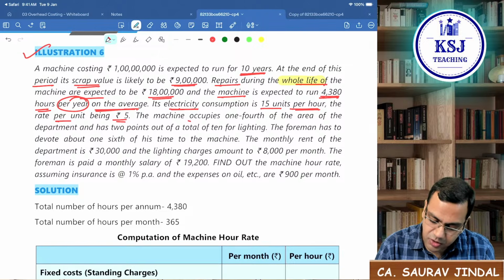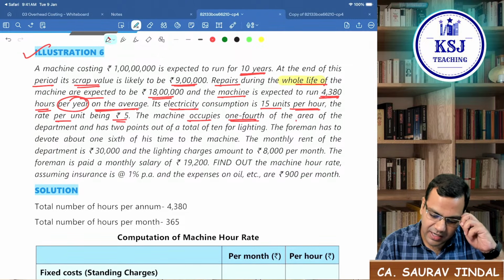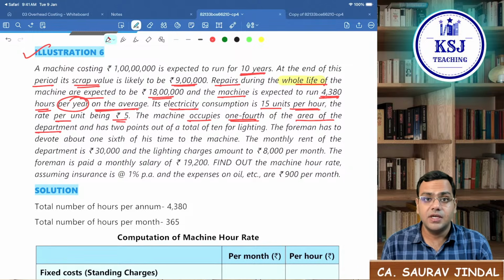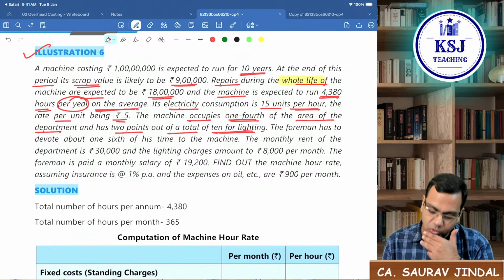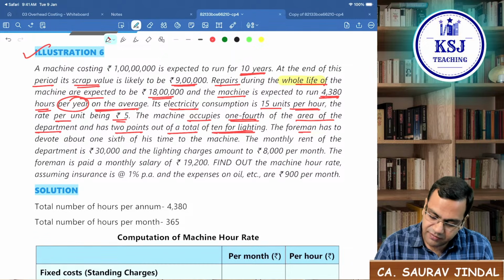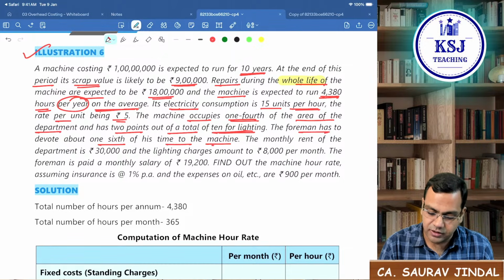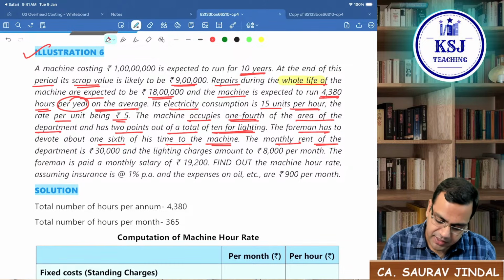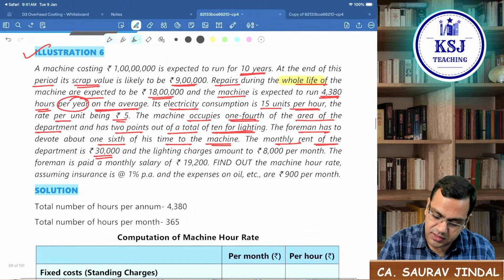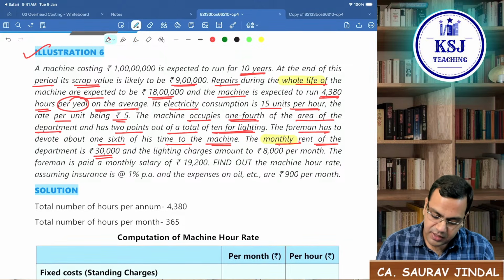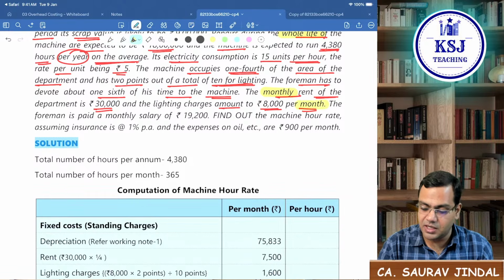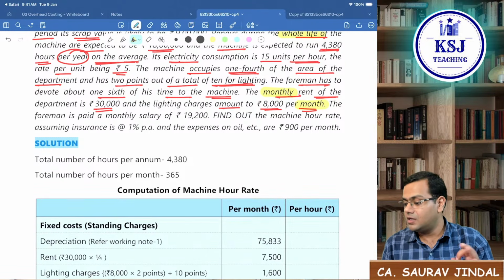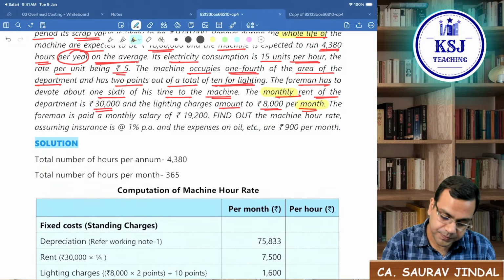The machine occupies 1/4 of the area of the department and has 2 light points out of a total of 10 for lighting. Okay. The foreman has to devote 1/6 of his time to this particular machine which we are talking about. The monthly rent of the department is rupees 30,000. See here, this is the monthly rent that they are talking about. And the lighting charges amount to rupees 8,000 per month. Again, this is a monthly cost which is given to you.